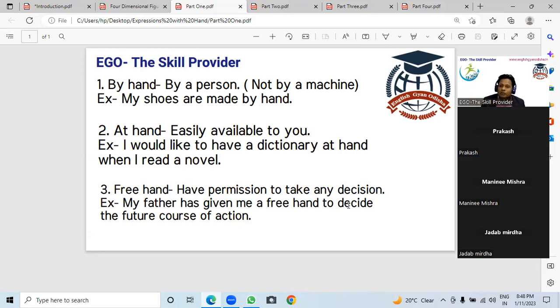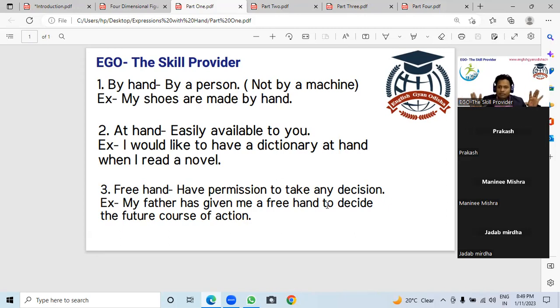At hand means something that is easily available. Let me give a very classic example. When we are watching TV, we always keep the remote near us, so that anytime we can change the channel. If it is far away, then you have to go and bring it, and a lot of issues happen to you. That is not a pleasant experience for you. So that's why you always keep the remote with you.